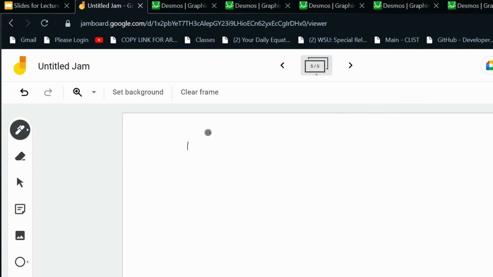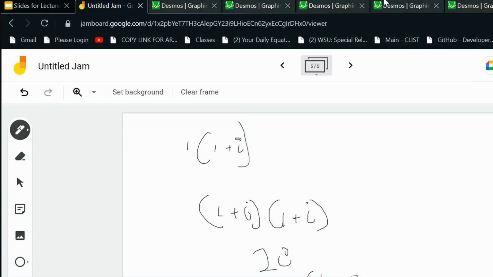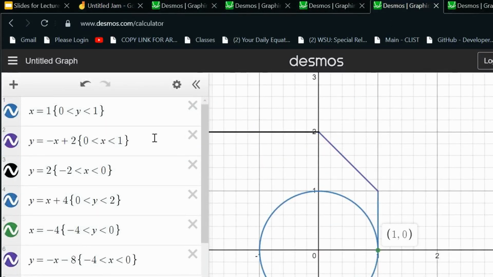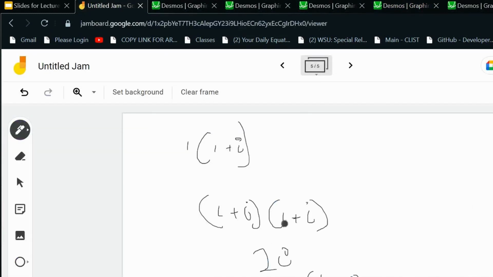So you have 1, and the first time you multiply it by 1 plus iota. The second time you multiply 1 plus iota by 1 plus iota, and this becomes 0 plus 2 iota. Now we multiply 2 iota by 1 plus iota for the third answer, and those are the points. If you see, this is 1 comma 0, and this point is 1 comma 1, so it is basically 1 plus iota.